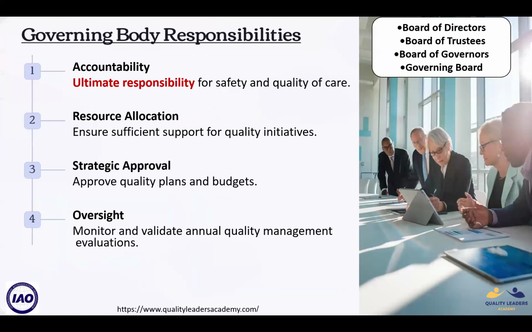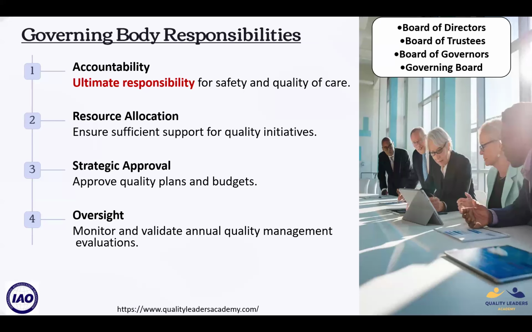Remember that. Responsibilities of governing body. First thing is accountability. Remember, ultimate responsibility for safety and quality care lies with the governing body or the top leadership. This is one of the questions that you definitely may get. Not in an explicit way, but the concept. Remember, the final responsibility for safety and quality in an organization lies with the governing body. Remember this particular thing. Governing body is supposed to allocate the resources. They are supposed to ensure sufficient support is there for QI.